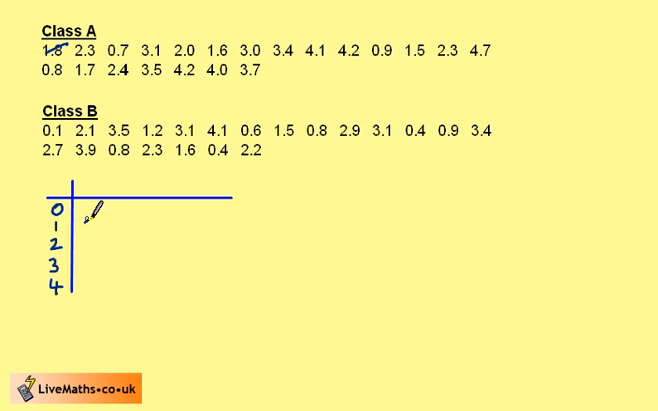For 1.8, the 8 goes next to the 1. For 2.3 we put the 3 in. For 0.7 the 7 goes next to the 0, and so on. This 0 goes next to the 3 here. This 6 will go in this row, the 0 in this row, the 4 in the same row, and so on. And this is how we produce our first unordered stem and leaf.